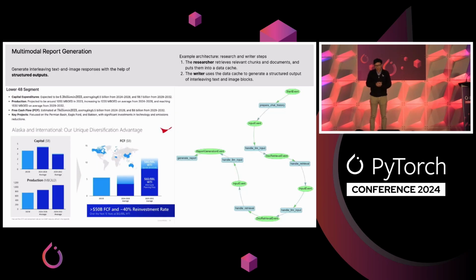So some examples here include multimodal report generation. We have an example in LlamaIndex that helps you, given some research task or some input over a corpus of data, generate an entire multimodal report from that data with a multi-agent researcher and writer setup.